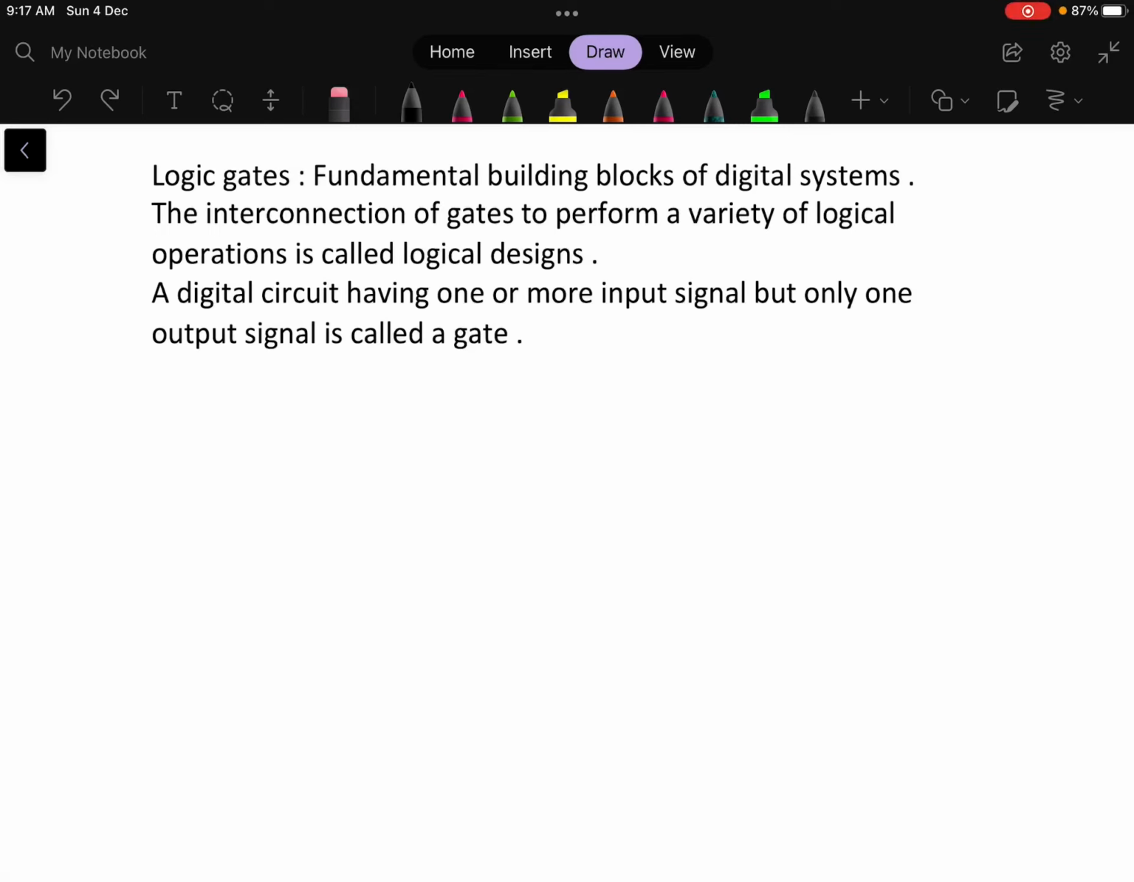In this particular video, I will explain logic gates. What are logic gates? What is the importance of logic gates in the field of digital systems and applications? So let's begin with the video.